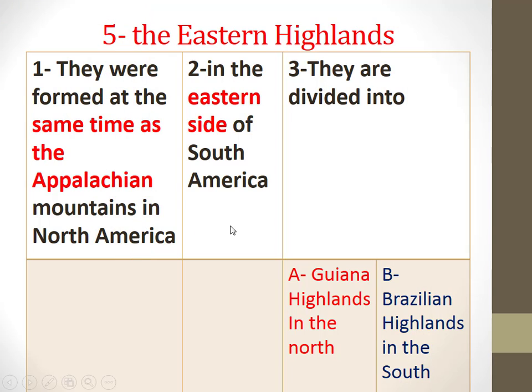Now we have Eastern Highlands. Remember in North America we said we have Eastern Highlands in the east. Also in South America we have Eastern Highlands, and they were formed at the same time as the Appalachian Mountains in North America. So they are the same like them, and they were formed at the same time. Where are these Eastern Highlands? They are in the eastern side of South America because they were called Eastern. They are divided into Guyana Highlands in the north and Brazilian Highlands in the south. So let's see them.